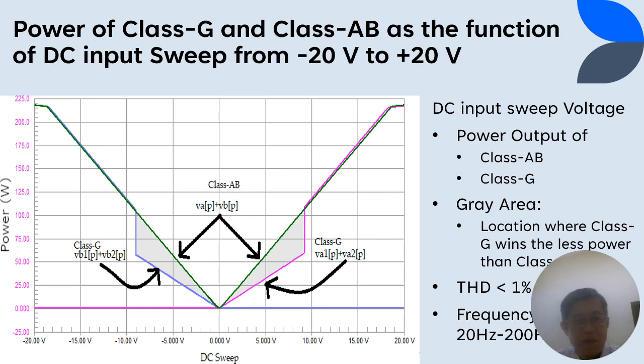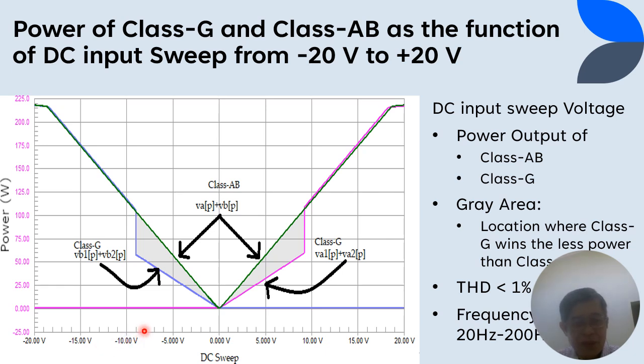The designed amplifier has a gain of two with a power supply limit of 40 volts. Hence, the DC sweep is regulated from -20 to 20 volts. So this one is the DC input switching from -20 volts to 20 volts, and this is the power that is drawn from the power supply.